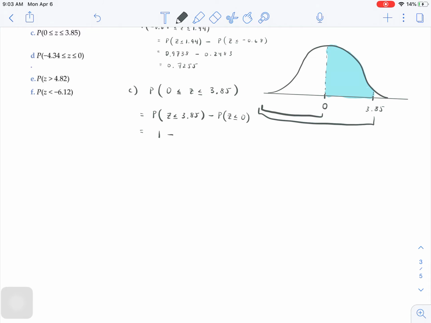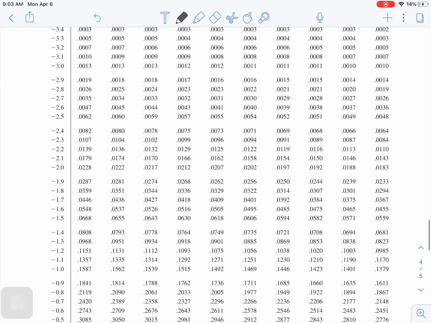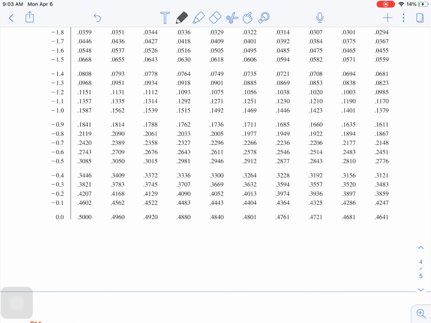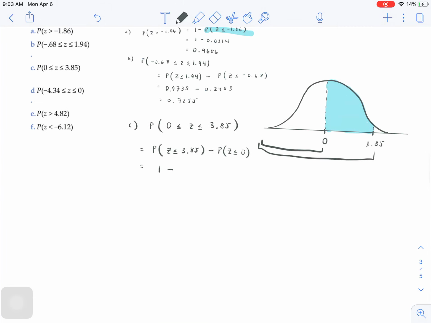Next, I want the area to the left of 0. So I find 0 on my table, 0.00. So the area to the left is 0.5. I approximated 1 here, so I'm just going to add an approximately equal sign here. So therefore, the area in between these two numbers is approximately 0.5.